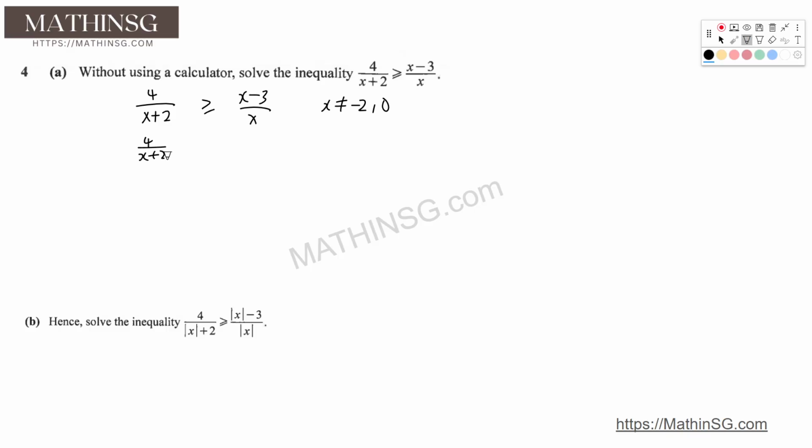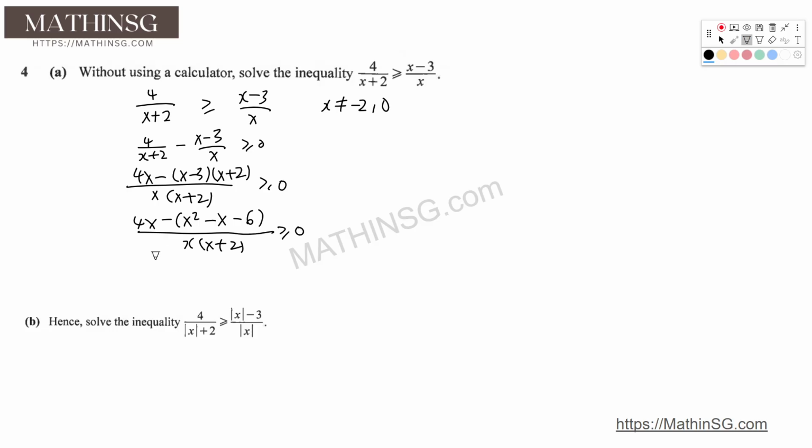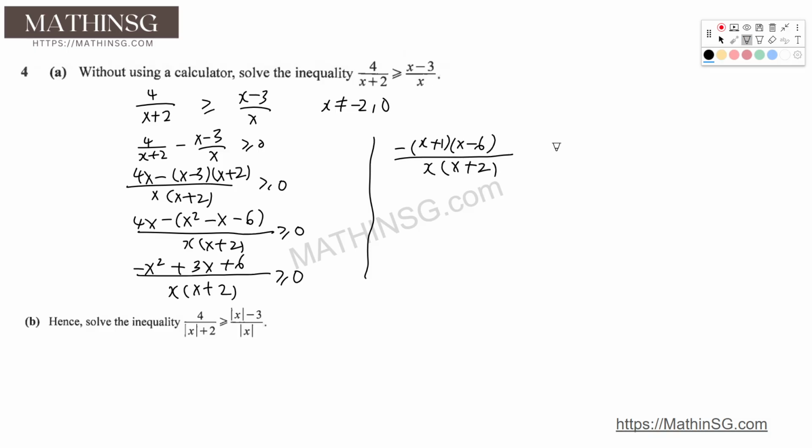So I have 4 over x plus 2 minus x minus 3 over x is greater than or equals to 0. Let's put everything together. This will give me x squared minus x, because minus 3x plus 2x is minus x, then minus 6 over this. So I have negative x squared, then 4x minus x will give me 3x, then plus 6. Next, let's factorize this portion. Factorizing negative x squared plus 3x plus 6 will give us negative x plus 1, x minus 6. Then we have x plus 2 greater than or equals to 0.